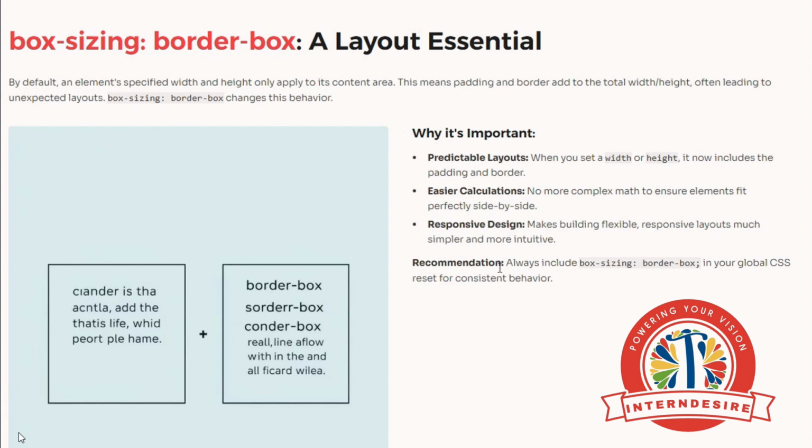Why is it important? Predictable layout. When you set the width or height, it now includes the padding and border. Easier calculations, no more complex math to ensure elements fit perfectly side by side. Responsive design makes building flexible, responsive layouts much simpler and more intuitive. So this is the recommendation: always include box sizing border box in global CSS for consistent behavior.